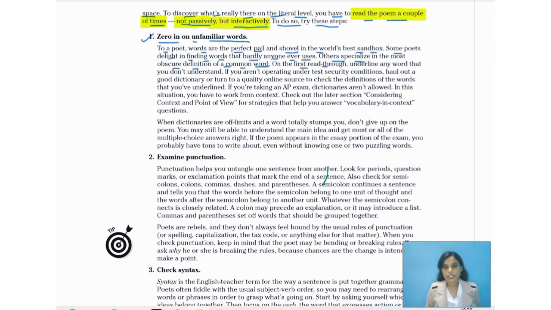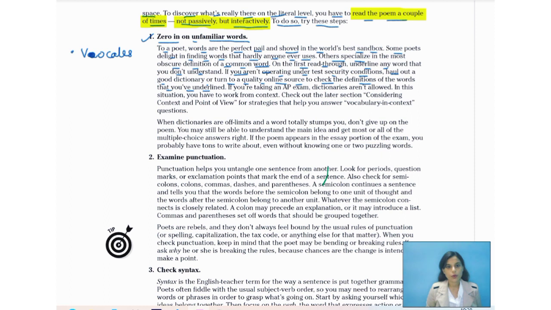On the first read through, underline any word that you don't understand. If you aren't operating under test scrutiny conditions, haul out a good dictionary or turn to a quality online source to check the definitions of the words that you have underlined. So basically, what they are trying to tell you is go for the vocabs. Look up the new words.